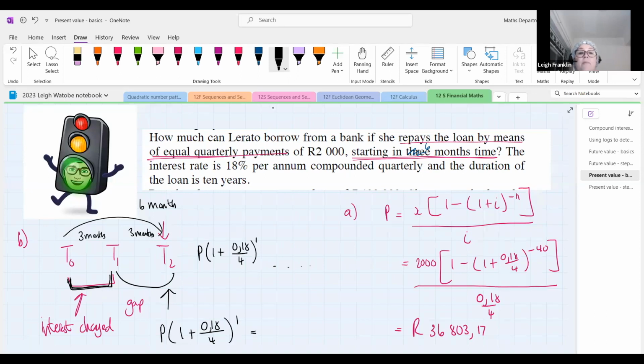Okay, you are making payments of 2,000 rand a month. 1 minus 1 plus our interest rate of 0.18 over 4. So now let's just consider how many payments are going to be made. Remember, Lerato still wants to pay the loan off in 10 years.